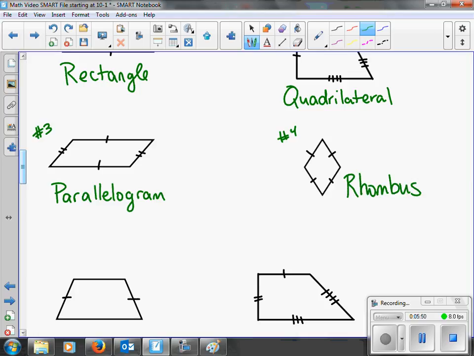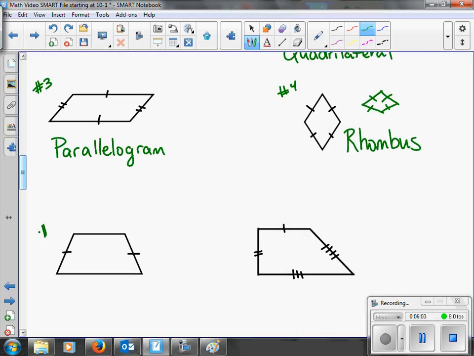Okay, again, it could also look more like this, kind of really smushed, as an example, but all the sides are the same length. That's what that's saying. Okay, all right, number 5.